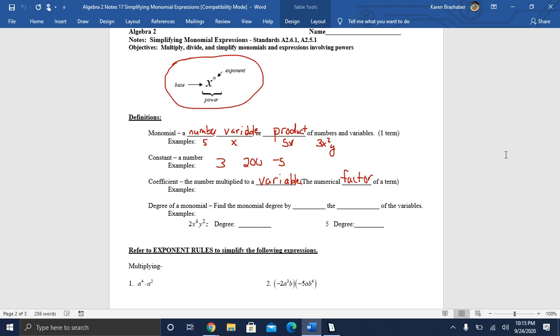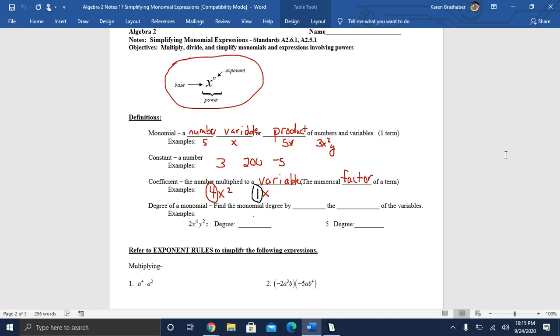Examples of that, the number multiplied to a variable. If I give you the expression 4x to the second power, the 4 would be the coefficient. So it's that number that's written in front. If you have just x as your variable, then the coefficient is an understood 1. So even though we don't write the 1, we understand that the coefficient is a 1.